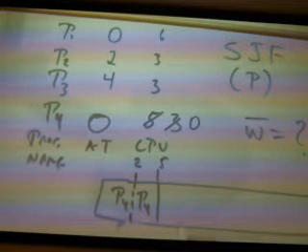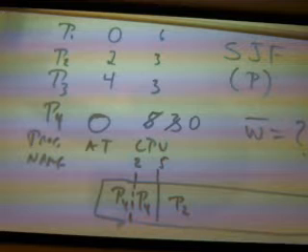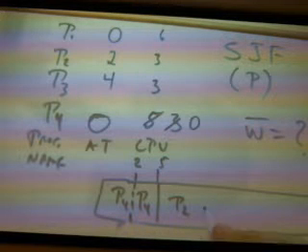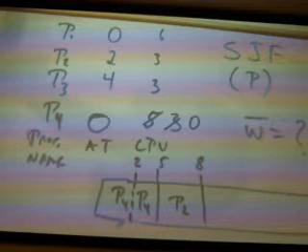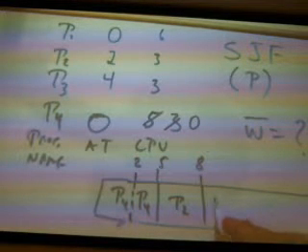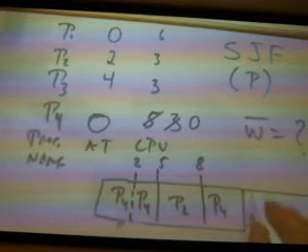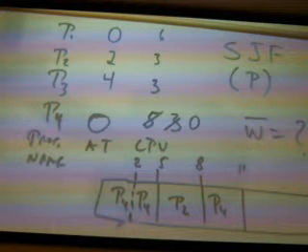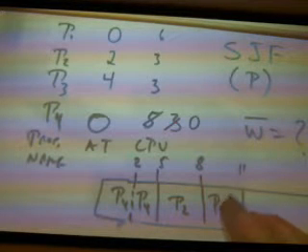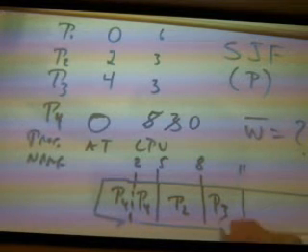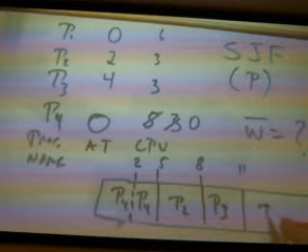Now it's P2 who takes the CPU. All right? It's going to run for 3 time units. And then P3, right. P4 is out of the system. And then P1.